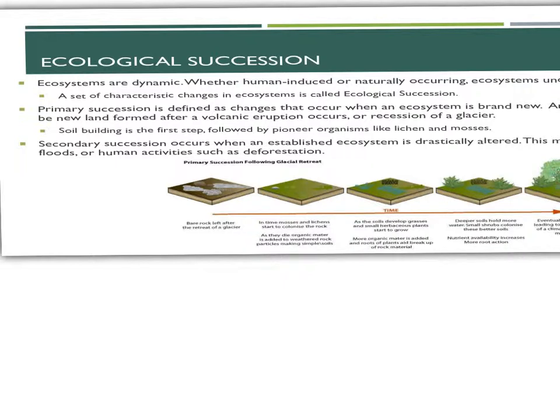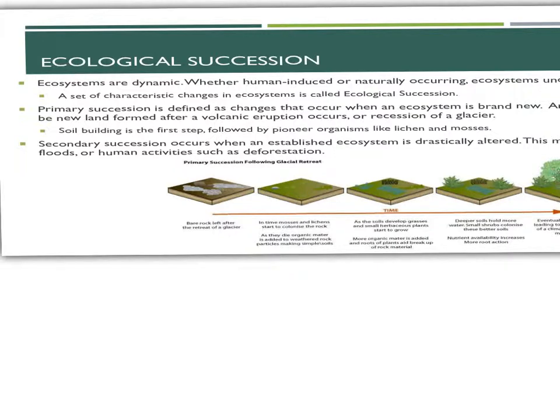Now, we often see in ecosystems a set of characteristic changes that occur. We call this ecological succession. That's the word for it. There are two kinds: primary and secondary succession. Primary succession happens when an ecosystem is brand new. An example of this might be new land formed after a volcanic eruption, or maybe there's been a glacier and the glacier is receding and leaving behind rock and soil.